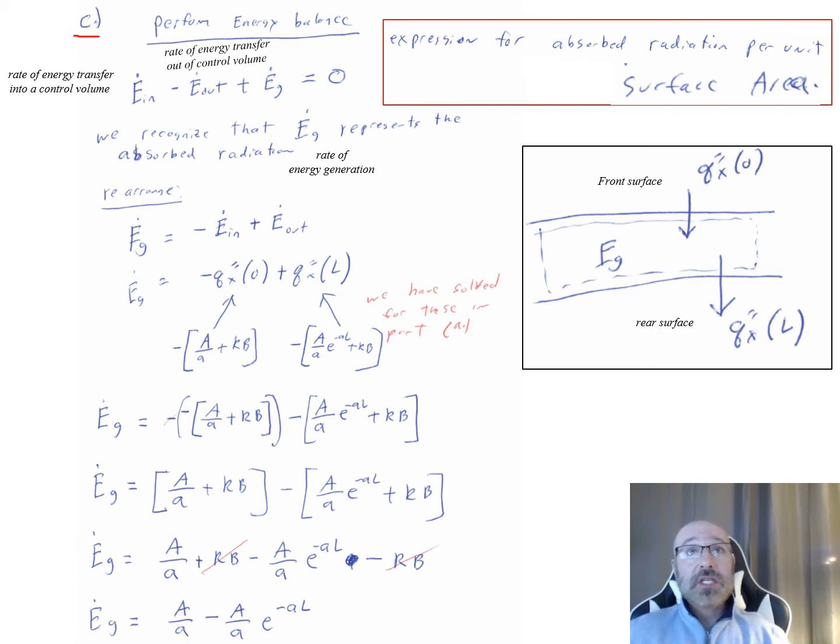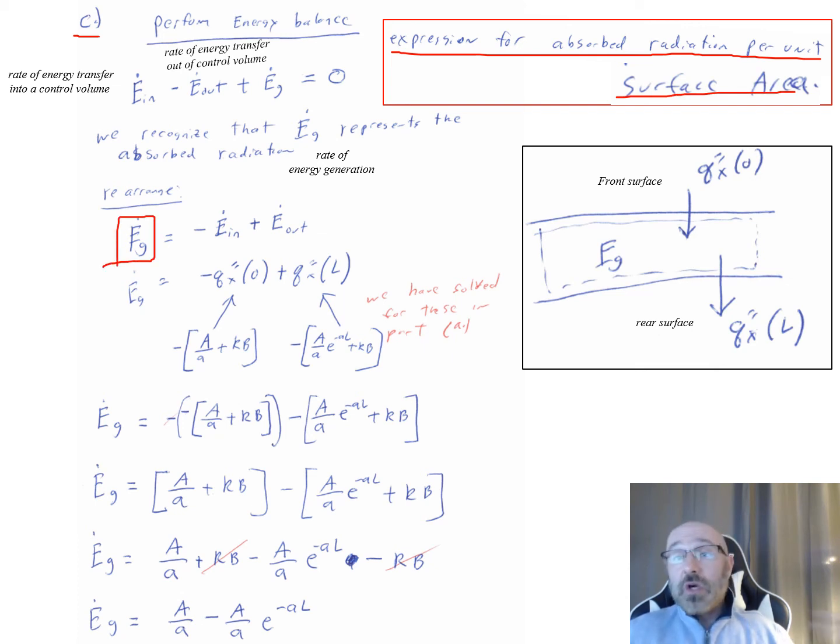So this is part C here, and in part C, what did they ask us to solve for? They asked us to find an expression for the absorbed radiation per unit surface area. So this is where we want to find our E dot G. In order to solve for this, we need to figure out our governing equation for part C. Each individual part of the way, we're still going to find the general form of the governing equation that we want to utilize. In this case, we're going to perform an energy balance.